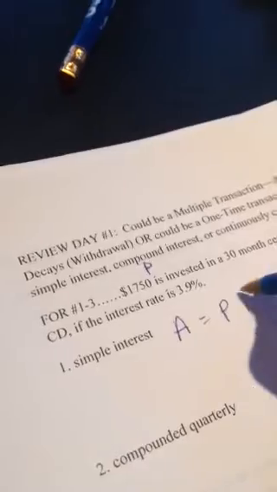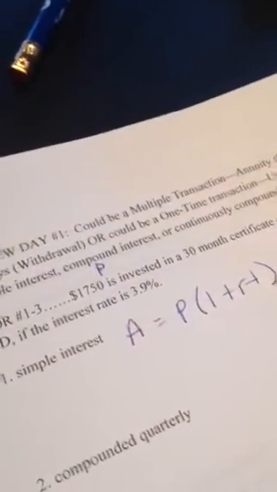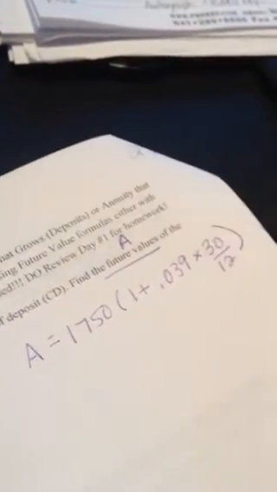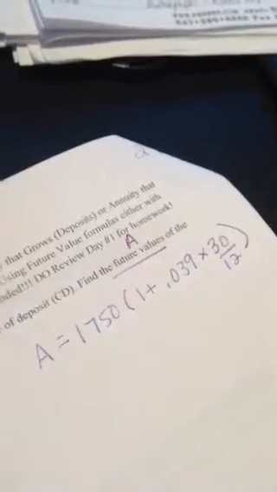So if it's simple interest and you're looking for A, that's A equals P times 1 plus RT, okay? So A equals, P is your 1750, and then it's 1 plus your rate of 0.039 times time. Now time is 30 over 12 because it's 30 months. If it's ever months, you put it over 12. Multiply. You can type that in all at once. You should get 1920.63.